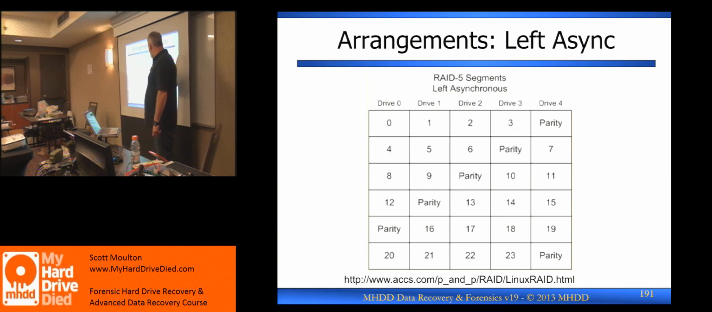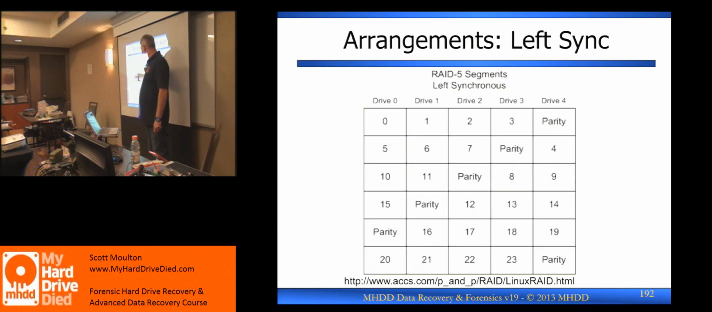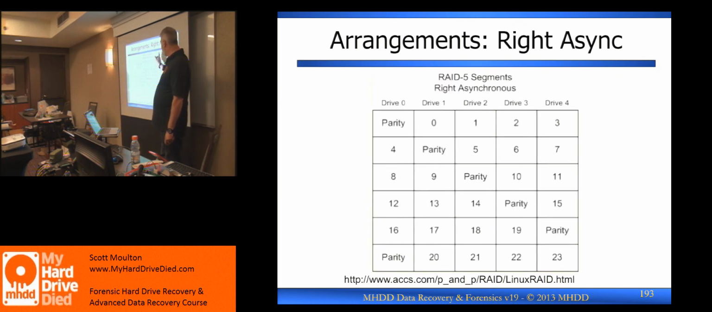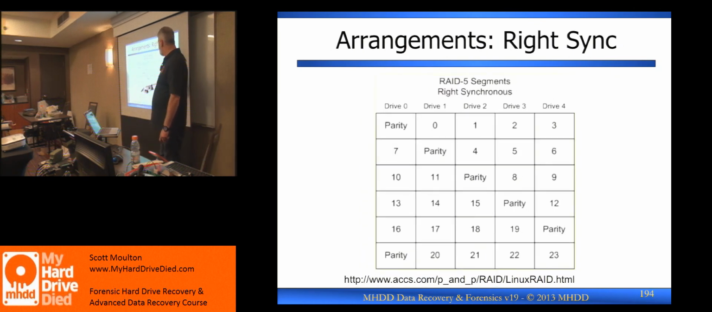So left asynchronous, again, the top row is the same. The second row goes in this order, but the next time it's changed in this order. But the top row is the same, and the same thing for right asynchronous and right synchronous. So they all are the same. Those are your only 4 variations. Everything else has to have big dollars applied to it.